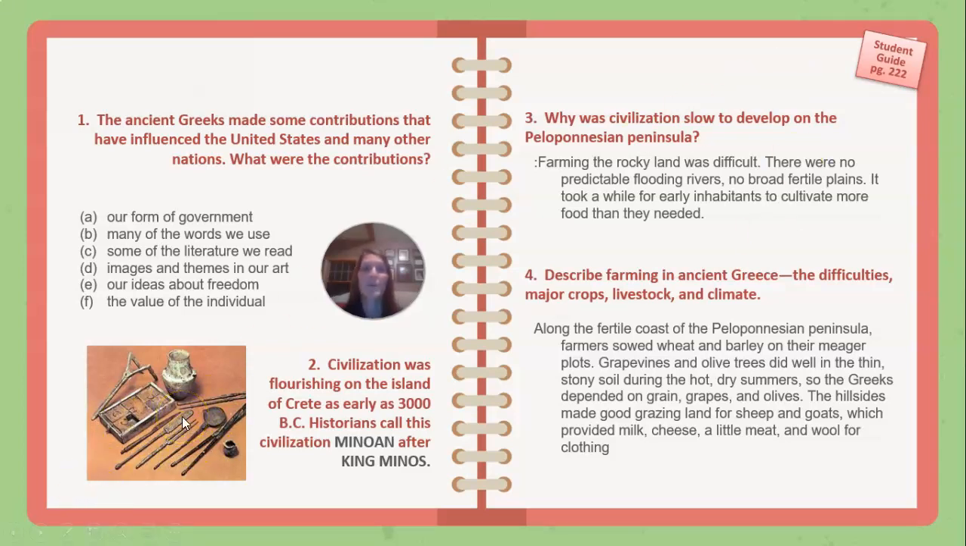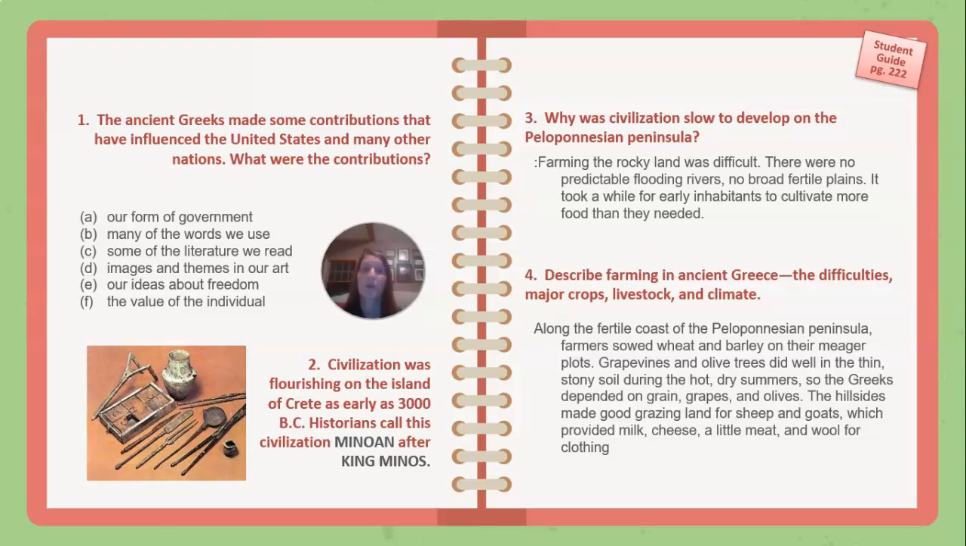Question number 3. Why was civilization slow to develop on the Peloponnesian Peninsula? Farming the rocky land was difficult. There were no predictable flooding rivers, no broad fertile plains. It took a while for early inhabitants to cultivate more food than they needed. So inhabitants means the people who live there, and cultivate means to make or to grow. So it took them a while to learn how to do that, to get that surplus.